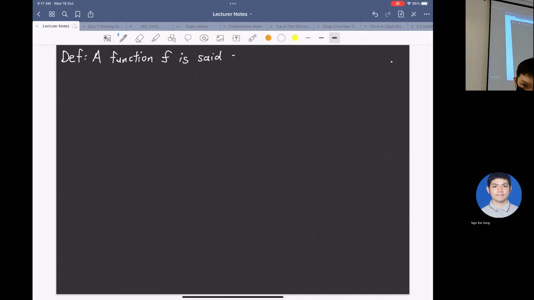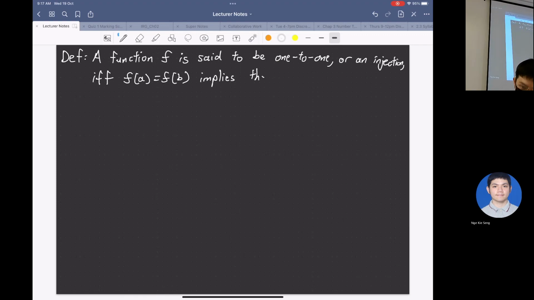So a function is one to one, or an injection, if and only if, the condition is: if the image is the same, then the pre-image should be the same as well. So it's an if-then relation.